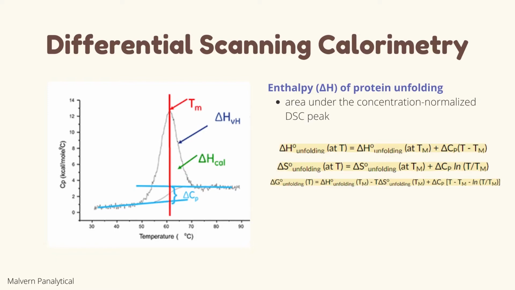In certain cases, thermodynamic models can be fitted to the data to obtain the Gibbs free energy, the calorimetric enthalpy, the entropy, and the change in the heat capacity associated with the transition. These thermodynamic parameters can be calculated using the following formulas.